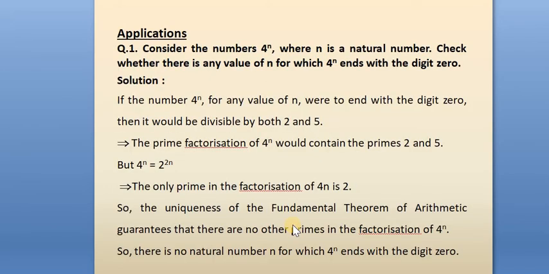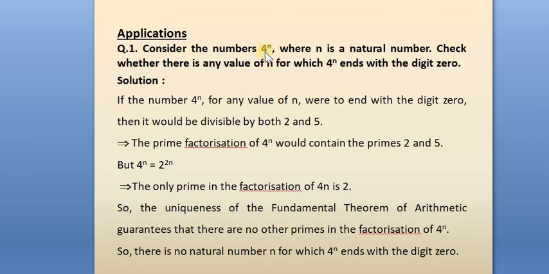Now let's go for the applications. Let's take a case. Let's look at this question. Consider the numbers 4 to the power n, where n is a natural number. Check whether there is any value of n for which 4 to the power n ends with the digit 0.